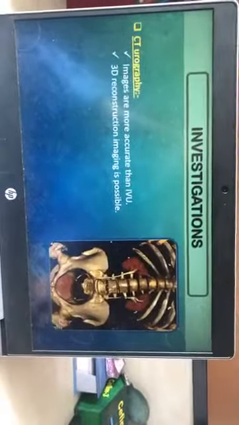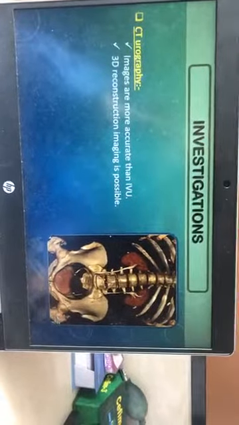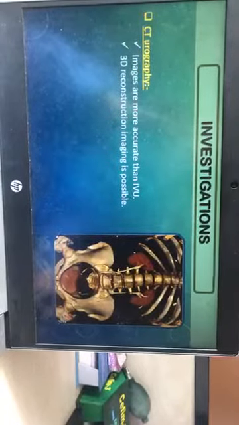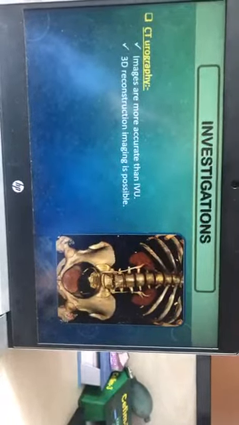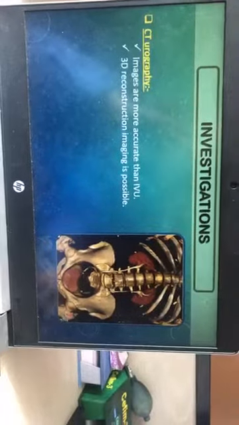Next investigation is CT imaging. CT images are more accurate than IVU, and 3D reconstruction imaging is possible with CT urography. In CT urography, an IV contrast agent is needed.